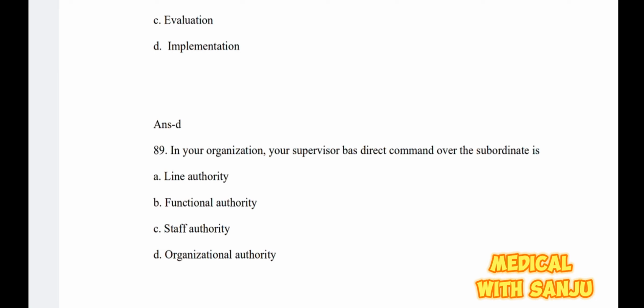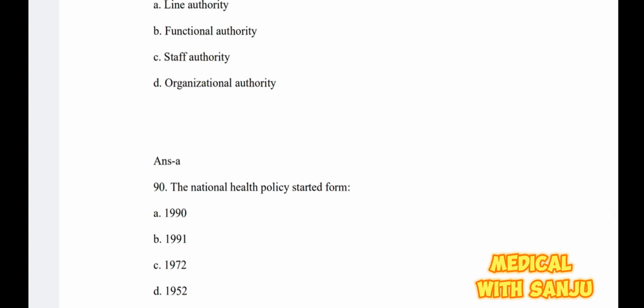Question number 89. In your organization, your supervisor has direct command over the subordinate. This is option A line authority, option B functional authority, option C staff authority, and option D organizational authority. This is line authority. Option A is right answer.